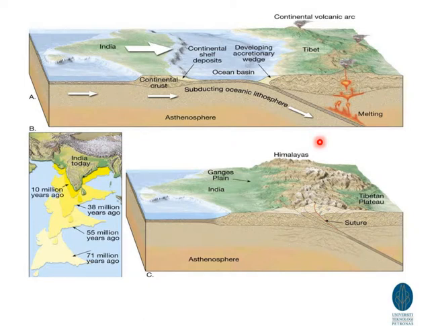This illustration shows how the Indian plate collided with the Eurasian plate. At the beginning, the oceanic crust between India and Eurasia is consumed at the trench. After all the oceanic crust is consumed, India's continental crust collides with Eurasia's continental crust and forms the mountain belt.